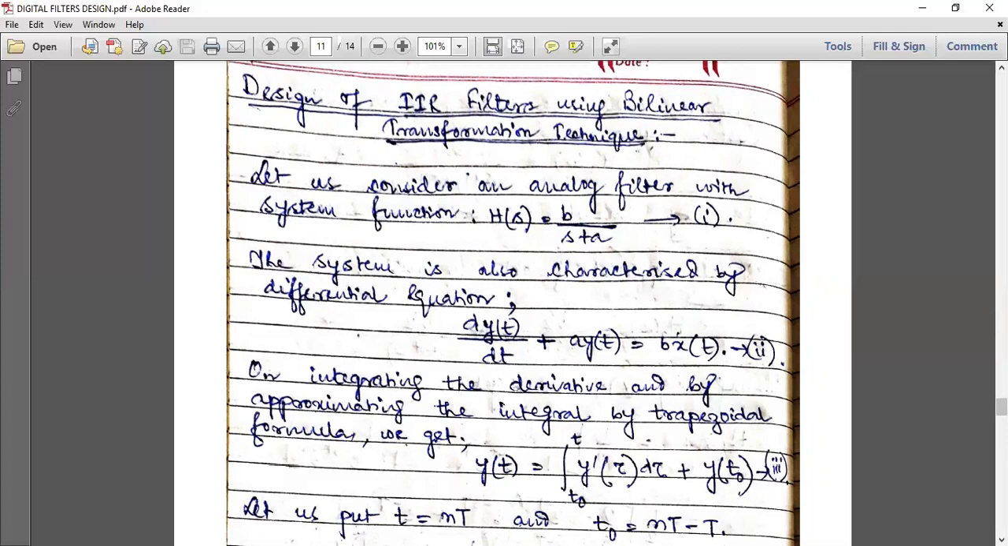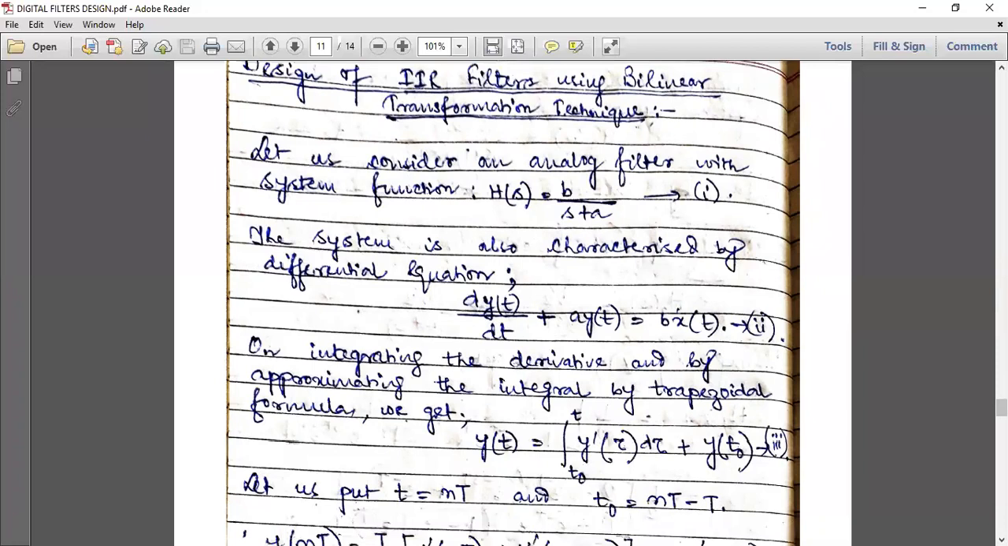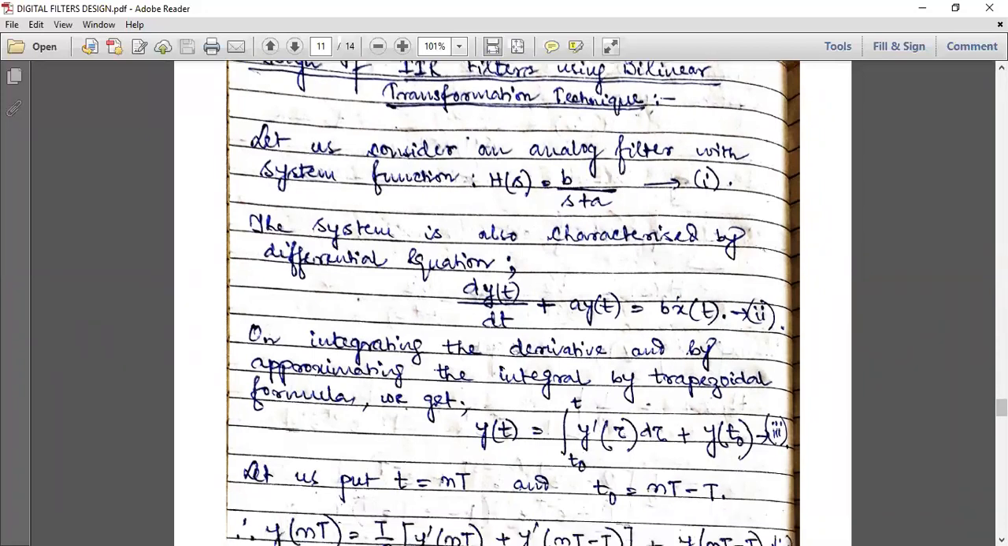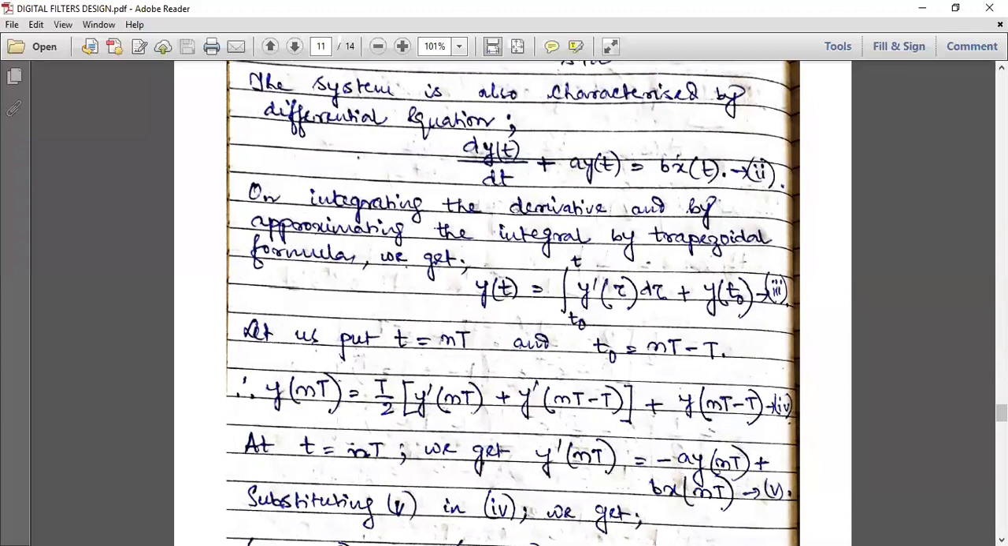Now, in place of t, let us put nT, and in place of t0, let us put nT minus T. If I put these, equation 3 will turn to equation 4: y(nT) equal to T by 2 into [y dash(nT) plus y dash(nT minus T)] plus y(nT minus T). Now at t equal to nT, y dash(nT) equal to minus a into y(nT) plus b into x(nT).